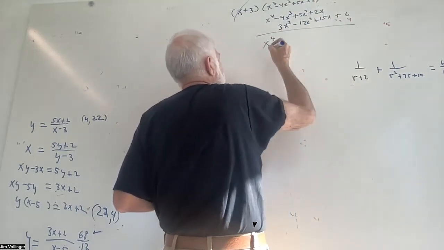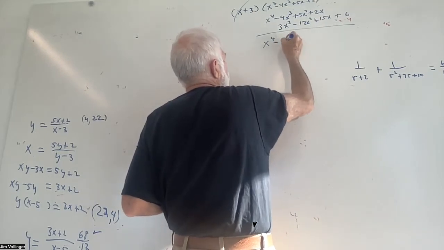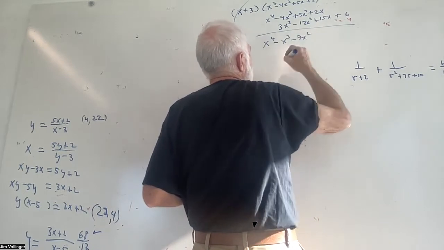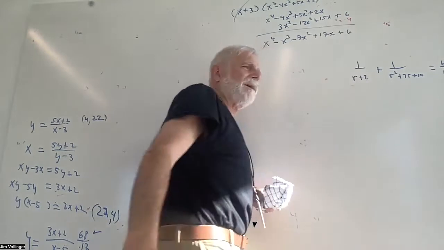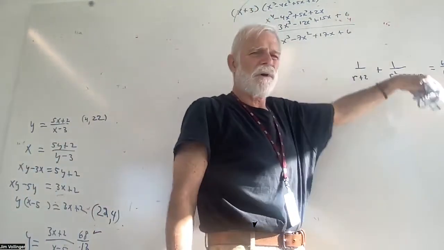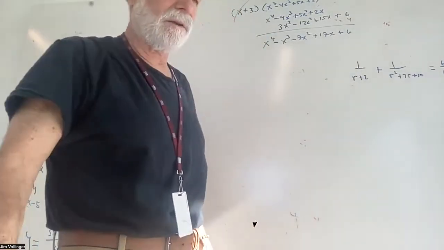So there you got your 1 x to the 4th. You got your minus 1x cubed. You got your minus 7x squared. You got your 17x. Then you got your 6. And it's no longer a tough problem. If you're putting it in columns, because you go off the page if you write it out differently. So that's a method of handling that.